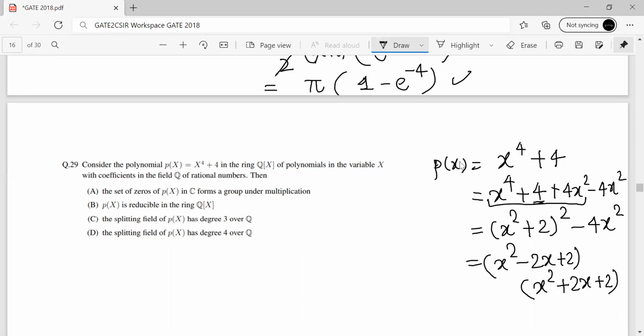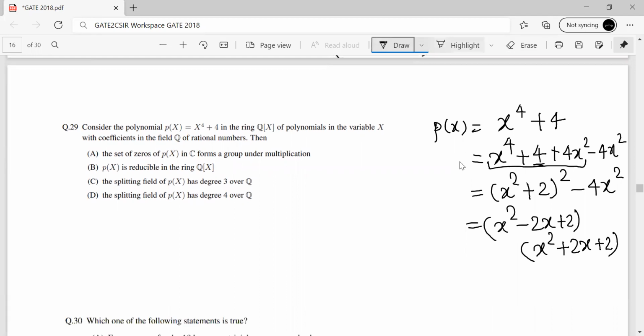I'm simply applying the intermediate formula. Instead of writing this 4x square, one can also write 2x whole square, and I'm using a square plus b square, so a plus b, a minus b. Now you can see that these two are not units in Q, and they are of lower degree. P is of degree 4 and they are of degree 2. That means P is reducible. So here P got reduced.